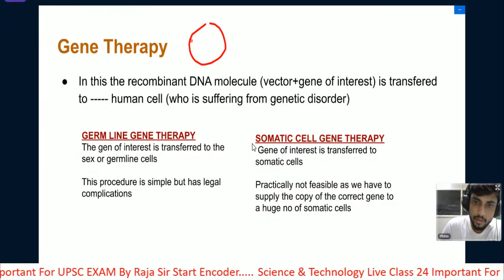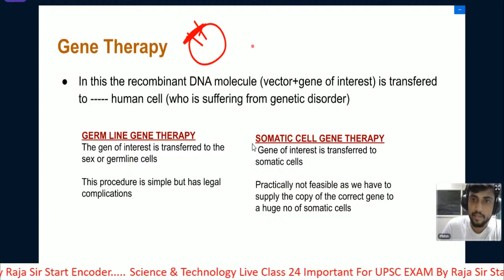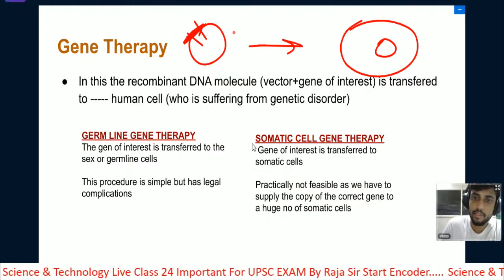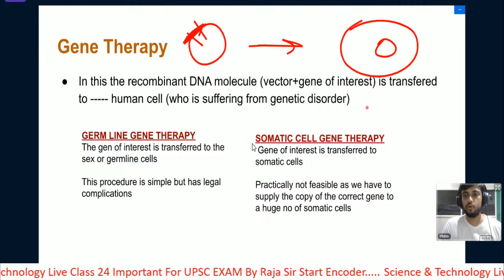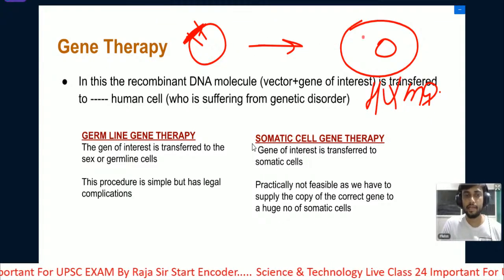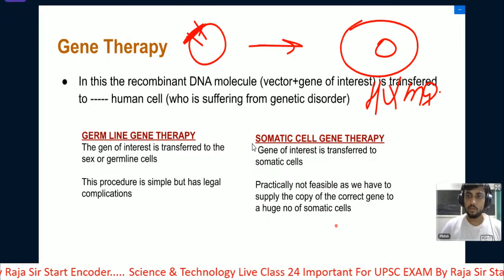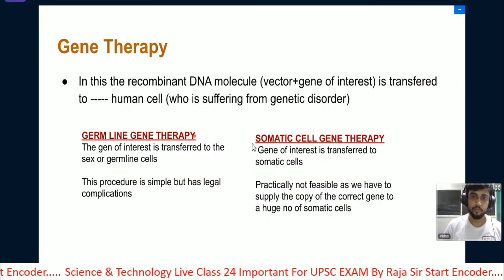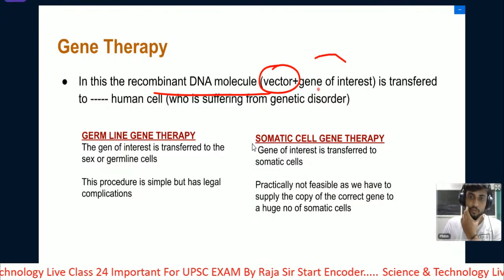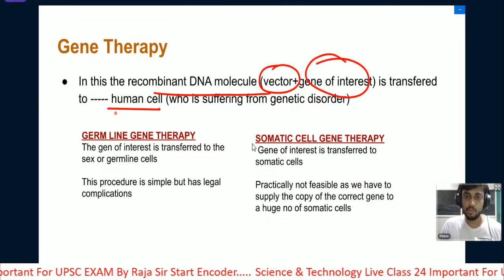So if this is the recombinant DNA, rDNA, then it will be supplied to the human cell. This is the human cell. This rDNA will be supplied to the human cell. This is gene therapy. If we are directly supplying it to the human cell, we are doing gene therapy. In case of gene therapy, the recombinant DNA molecule, which is the vector plus the gene of interest, is transferred to the human cell.